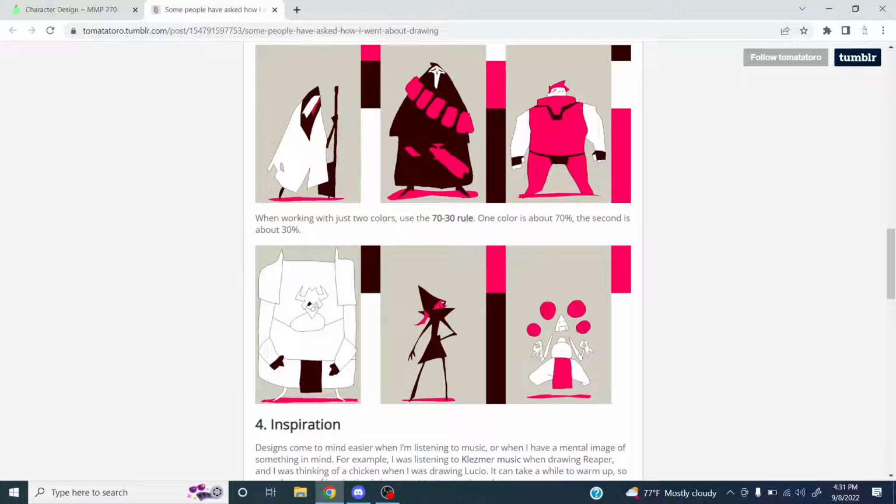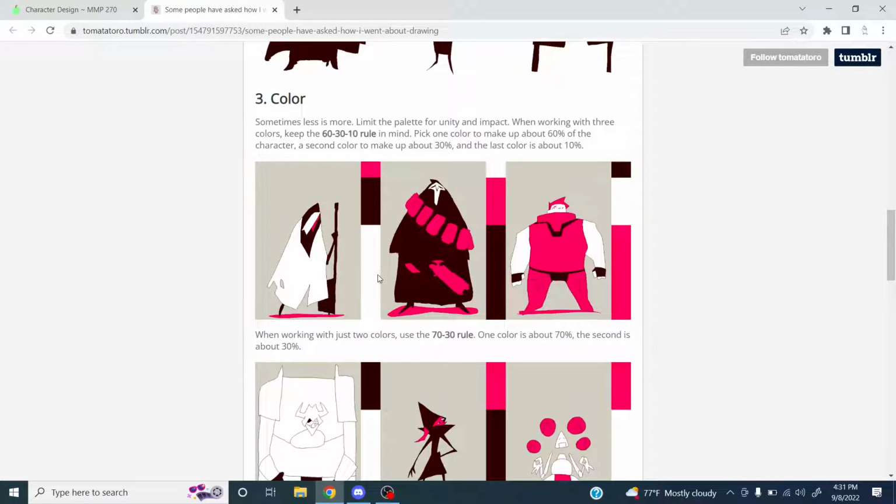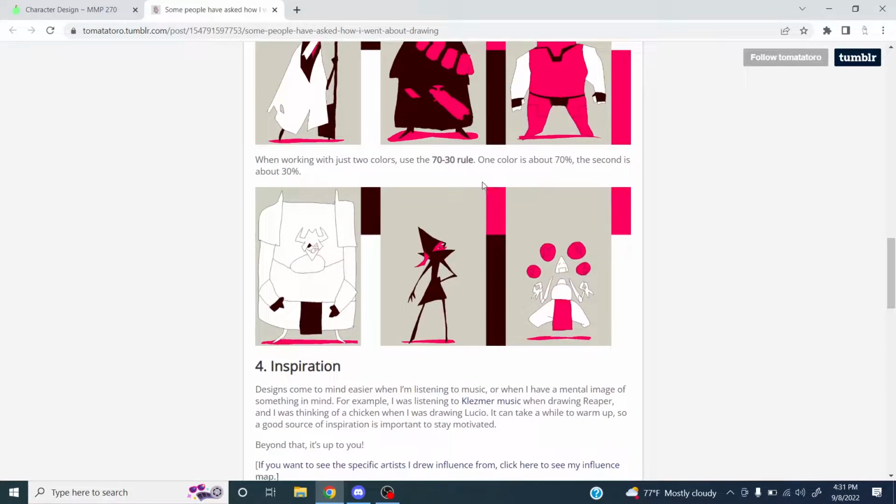So if there are three colors, he has one main color. It's the 60-30-10 rule. So 60% of the character is the main color, 30% is the secondary color, and then the highlight is just 10% of that color. It's probably not exact, but you can see how he has used that across these three characters. And then for using just two colors, he has the 70-30 rule, which is similar. Just 70% is the main color of the character and 30% is the secondary color.